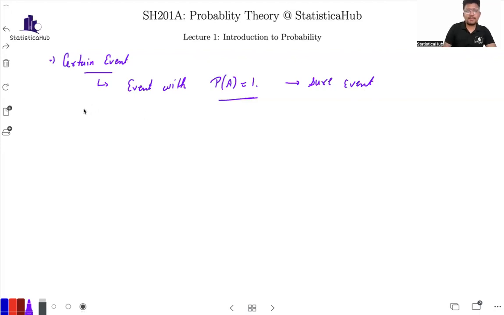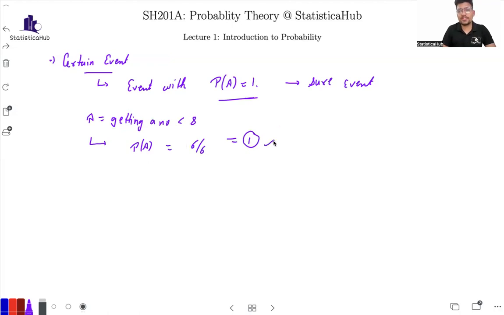So on the same example, on the same experiment, the dice example, now if I say event A says getting a number less than 8. If you calculate the probability for event A in this course, that will come out to be 6 over 6, and I'm getting 1. So this is defined for a random experiment. It is coming out to be some certain event. Okay, I hope now that makes sense. Now you can see the difference between certain events and that physical experiment.